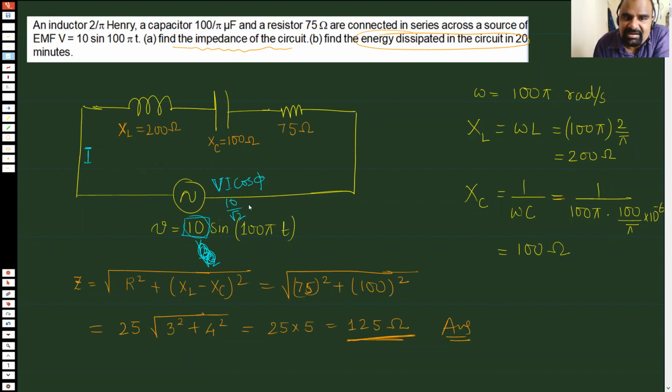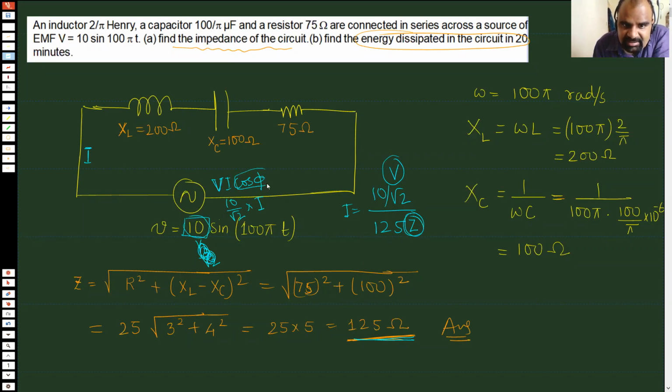And then you have to find this current. This is RMS current. RMS current will be RMS voltage divided by impedance. Impedance you have already found. RMS voltage is not 10. It is 10 by √2 because this 10 is peak voltage. Divided by impedance, you will get the current. So this is the current. Current is RMS voltage by impedance. So put the value of I here.